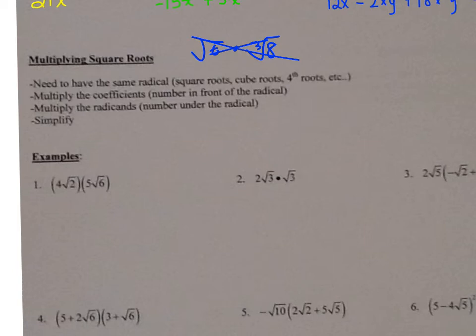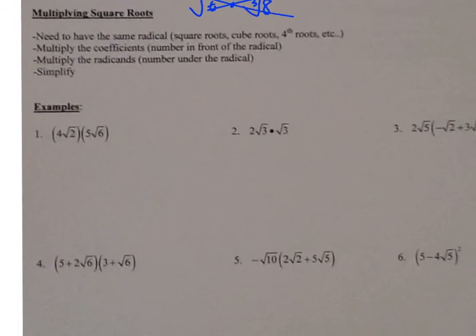All right, so then we're going to multiply the coefficients. Remember, that's the number in front of the radical. Then we're going to multiply the radicands. That's the number under the radical. And then you're going to simplify in the end. This way we can see if we can combine like terms or anything like that. All right, let's take a look at the first one.